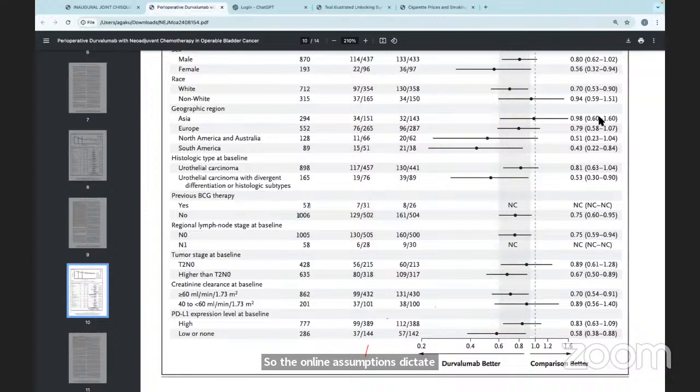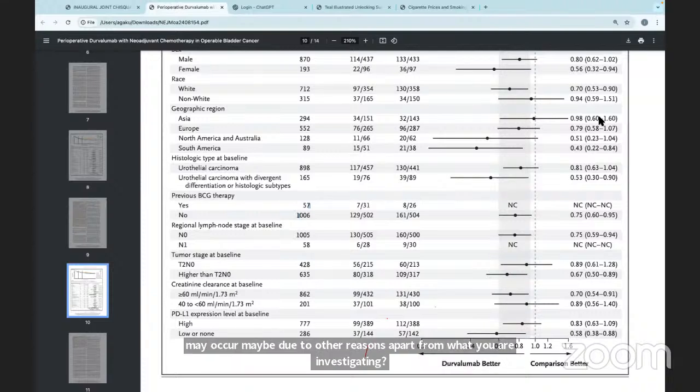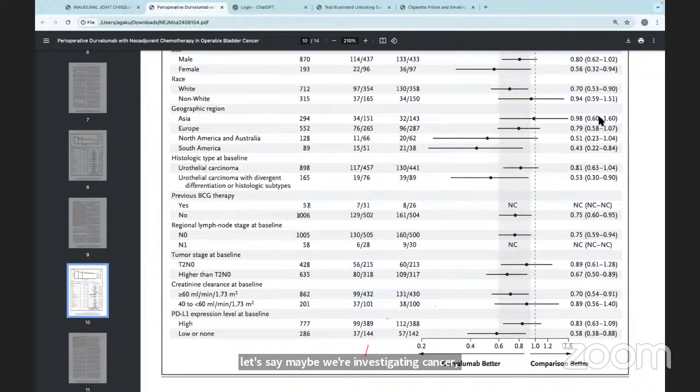And maybe my last question, and maybe I didn't get it from the first lectures. How do you deal with the concern about deaths that may occur due to other reasons apart from what you are investigating? Let's say we are investigating cancer, but along the line somebody died from something else apart from cancer. How do I account for that?